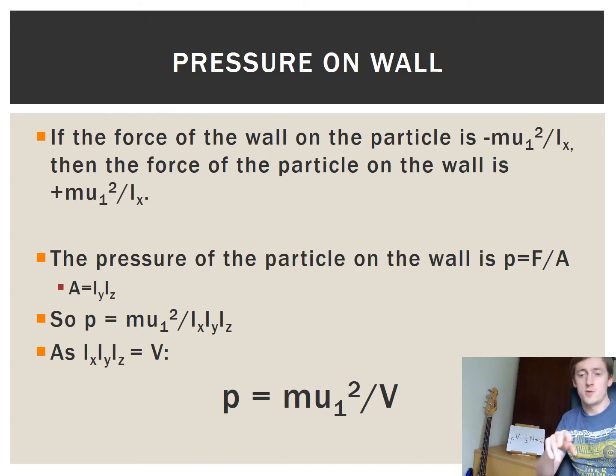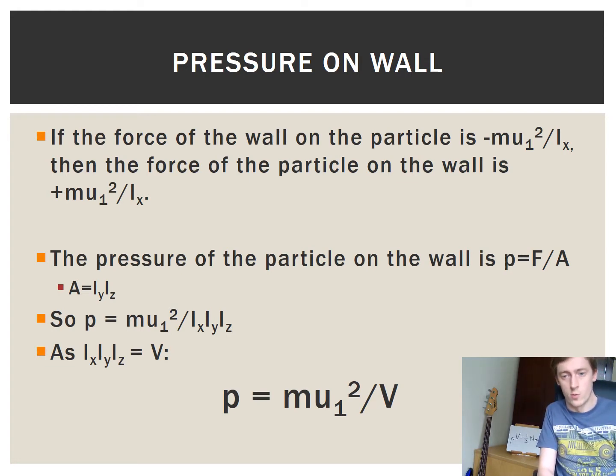So there's our force on our particle. We can then work out the pressure on the wall. The force of the wall on the particle is minus mu1 squared over Lx, so the force of the particle on the wall is the negative of that. So it's positive mu1 squared over Lx.